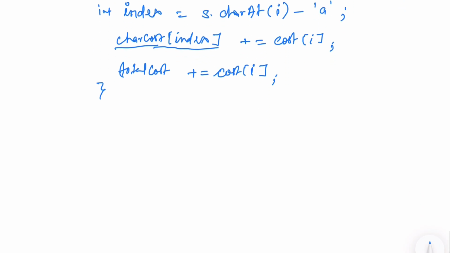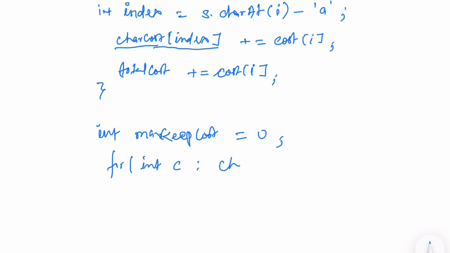Okay, now we know that we have an int maxKeepCost, that is 0. And we need a for loop to get all the characters, so from the character cost we'll make a loop, and for maxKeepCost we'll say Math.max, what is the maximum cost we have.